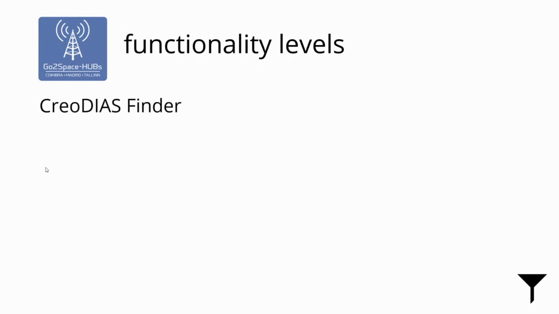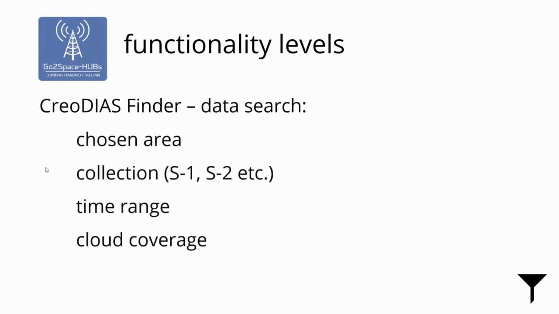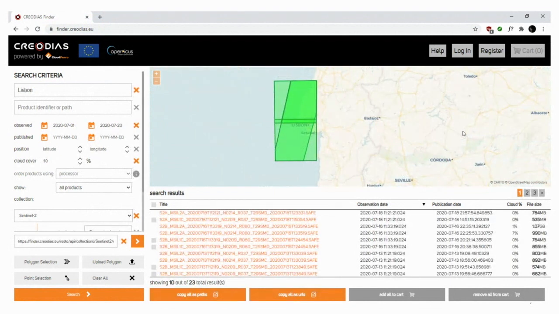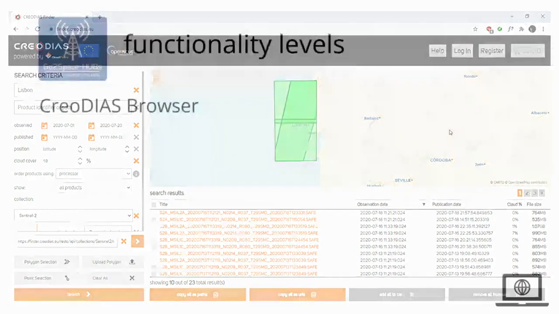There are a few functionality levels of the Creo DIAS platform. The lowest one is Creo DIAS Finder. It serves only to search for data. So we just choose the area, the collection, I mean the satellite type, the time range, cloud coverage. It's a quite easy to understand interface here. So we choose everything, and it shows us the list of products meeting the requirements we set there.